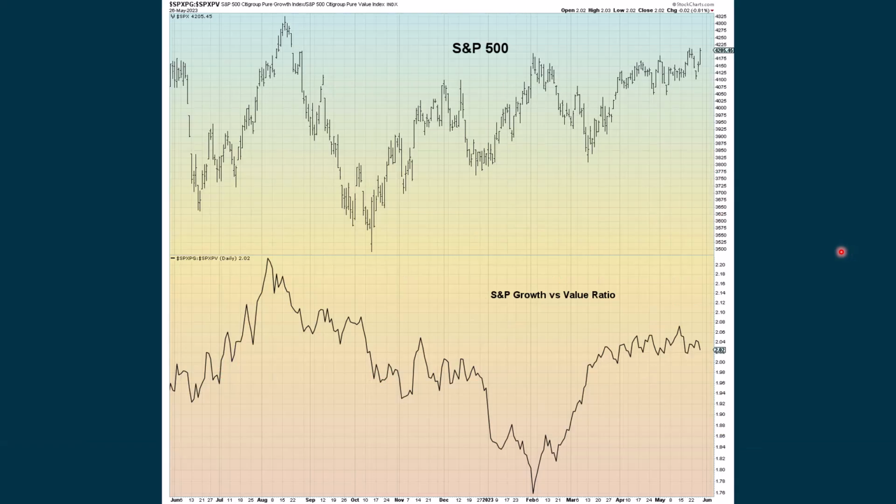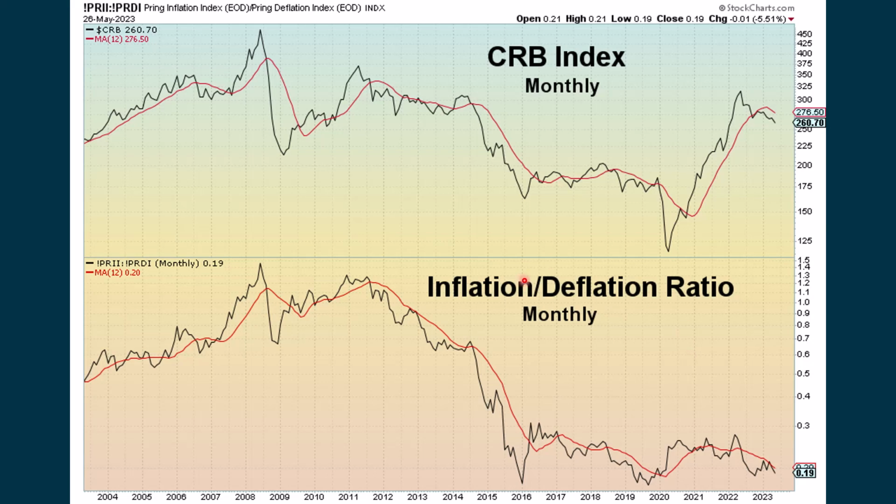Then the last chart here, we have the S&P growth versus value ratio. Ever since the beginning of February, growth has been doing pretty good overall, even though the market's been having some difficult times. Some inflation gauges. We have a monthly chart of the CRB index, which is in an overall downtrend. Then we have an inflation to deflation ratio, a monthly chart. When this is dropping, that means that inflation is subsiding.